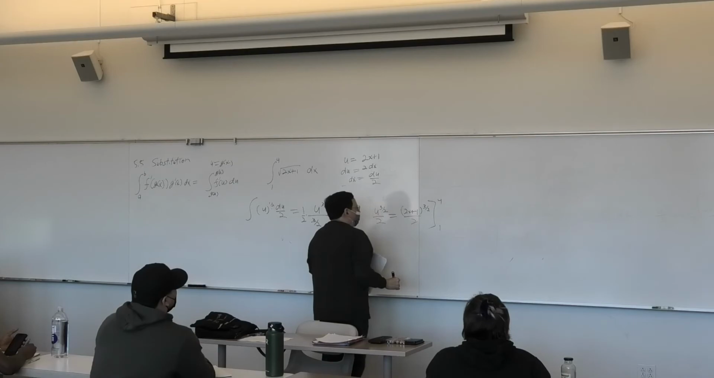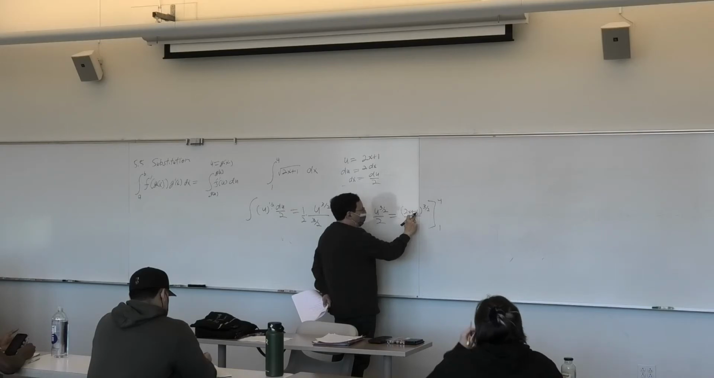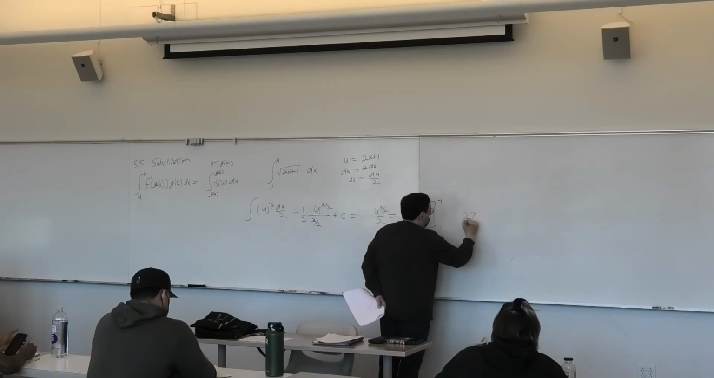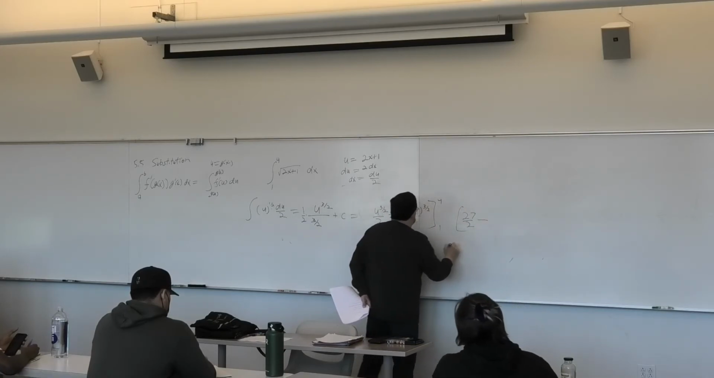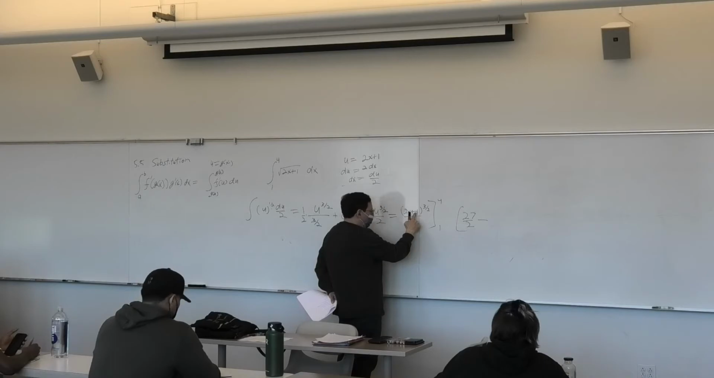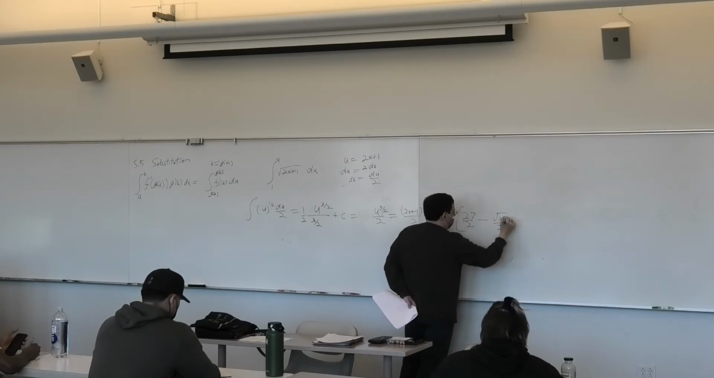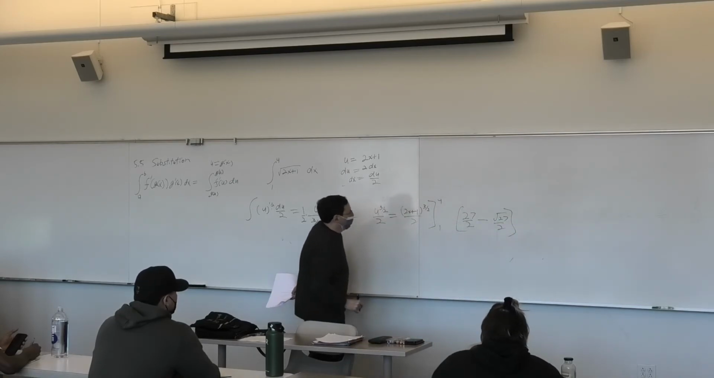All right, let's see if we can do that. So that's 9, square root of 9 is 3, cubed is 27 over 2, minus, well, this will come out nicer. Square root of 3 cubed. All right. Be the square root of 27 over 2. Hope I got that right.